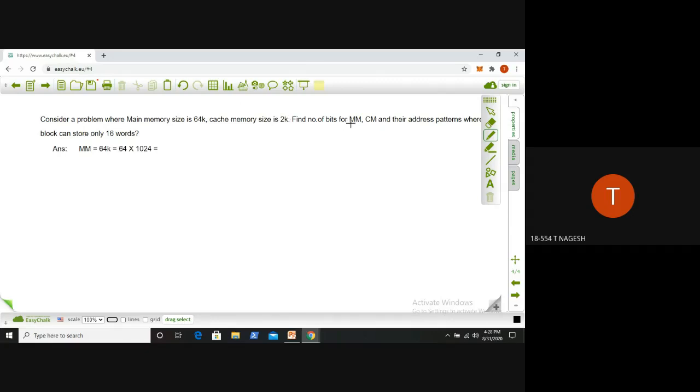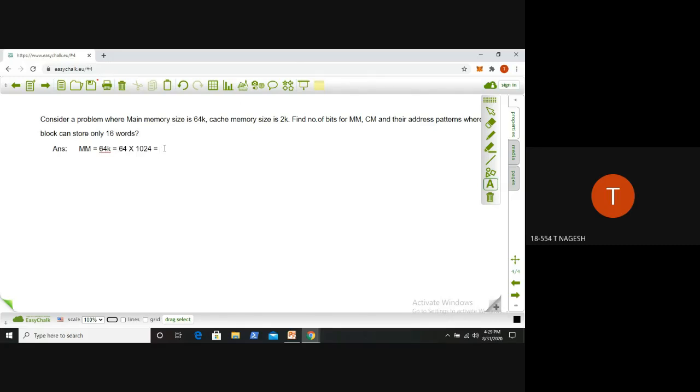Find the number of bits for main memory. That means the number of bits used for the main memory address, the cache memory address, and their address patterns, where each block can store only 16 words. So if I want to get the number of bits used for the main memory address, I need to simply get the total memory size of that main memory.